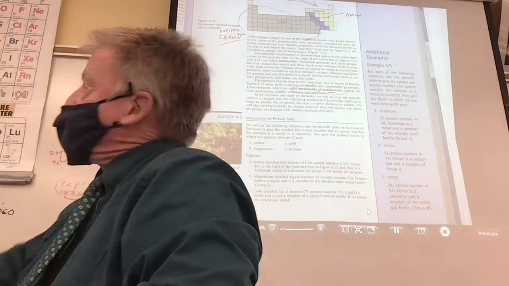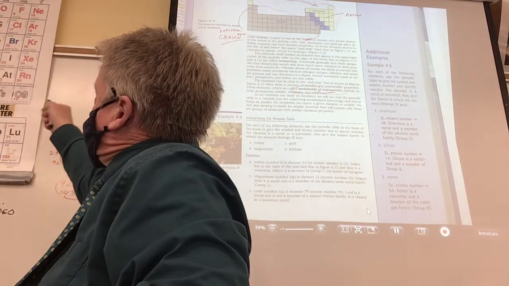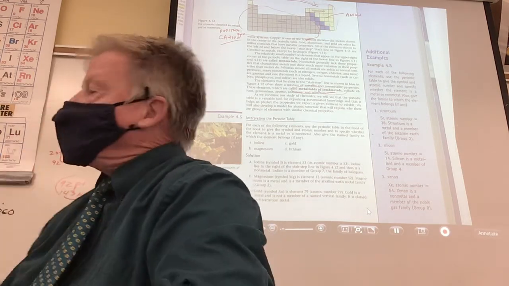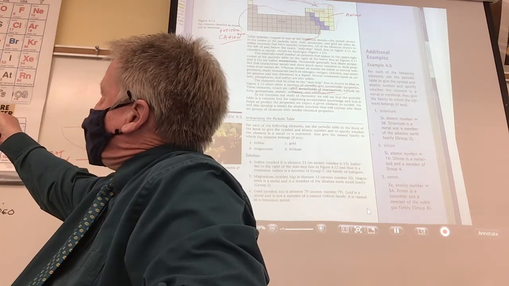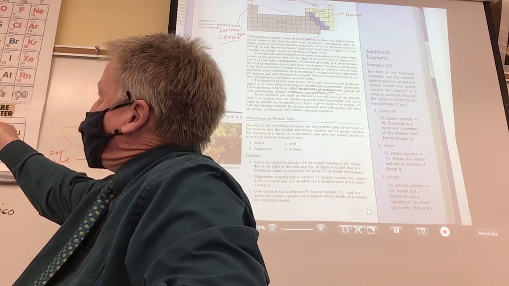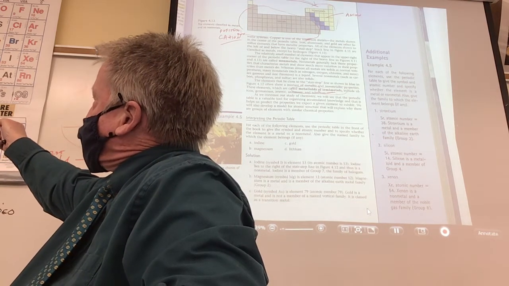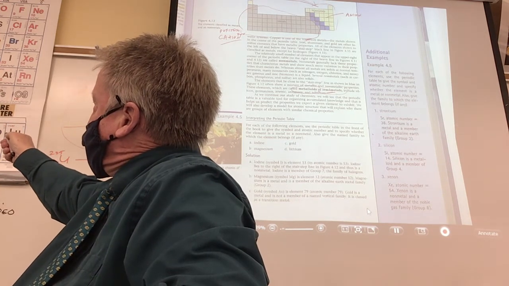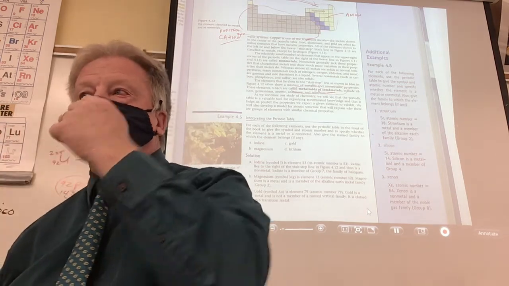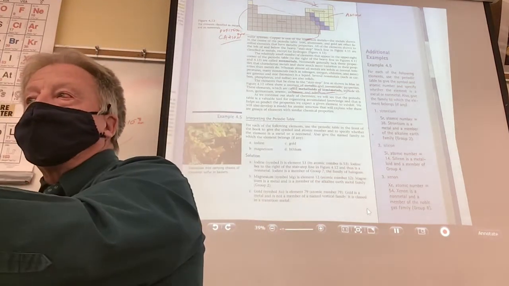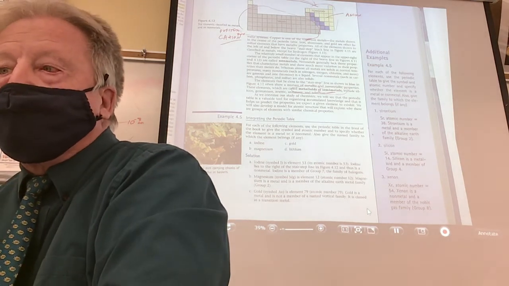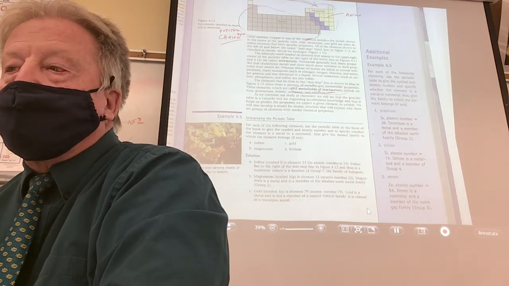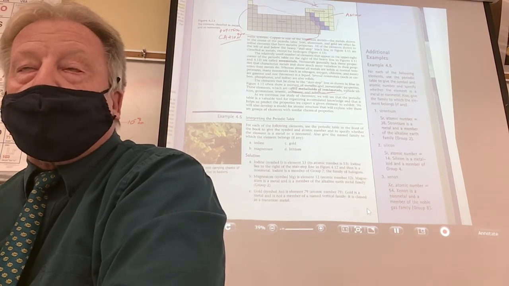Where are the non-metals? Right here, right? Including hydrogen. Now, look right here. Not counting boron, he's clearly a non-metal, and aluminum is clearly a metal. But anybody else who's right along the stair step, silicon, germanium, arsenic, antimony, tellurium, see those? If they're right along the stair step, they have the tendency to be kind of like a metal and kind of like a non-metal. What do we call those? Okay, metalloids, right?